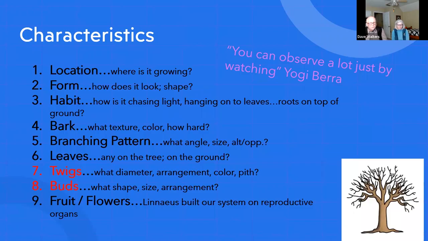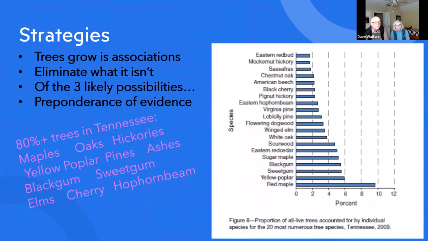And the words twigs and buds are highlighted for you to know that we're aware that most people that do winter tree identification focus on twigs and buds, and they don't do much with the other things. And so we're going to touch on those. But I wanted you to think about the other parts too. All right.